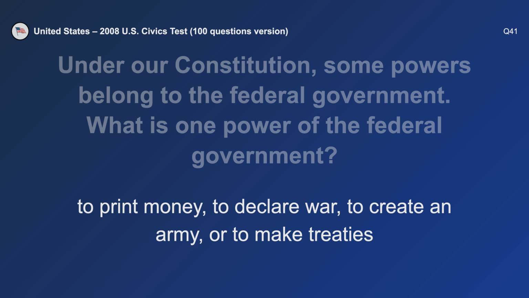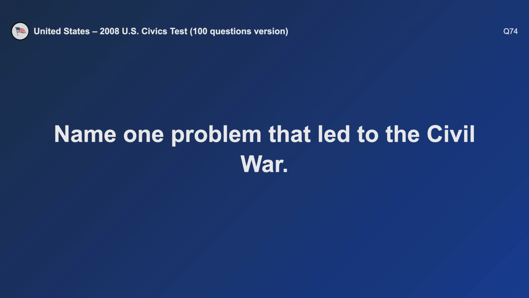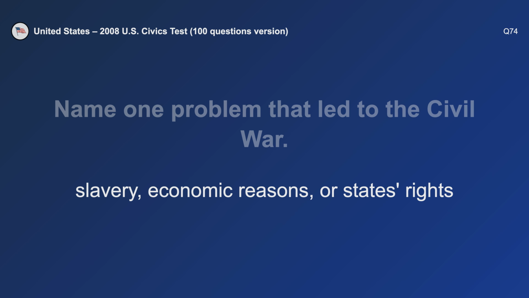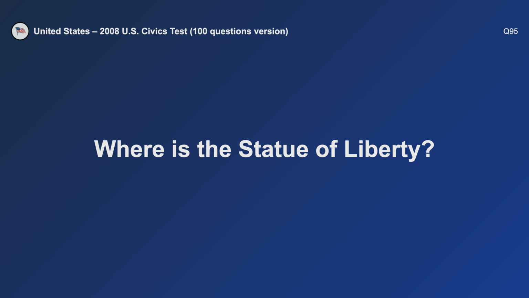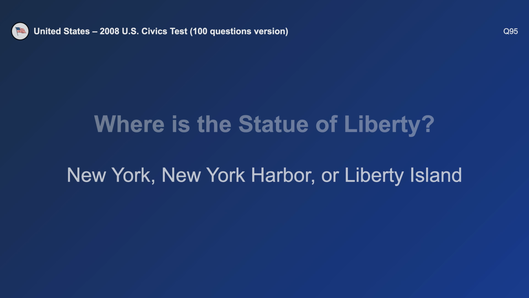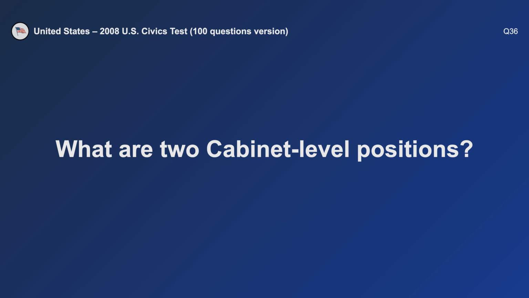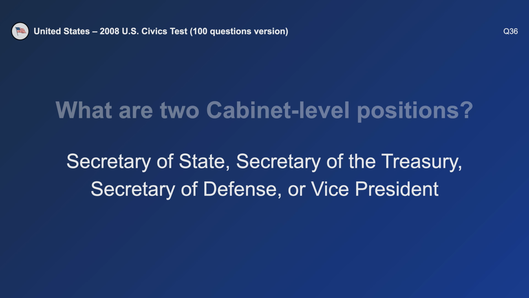To print money. Name one problem that led to the Civil War. Slavery. Where is the Statue of Liberty? New York. What are two cabinet-level positions? Secretary of State and Vice President.